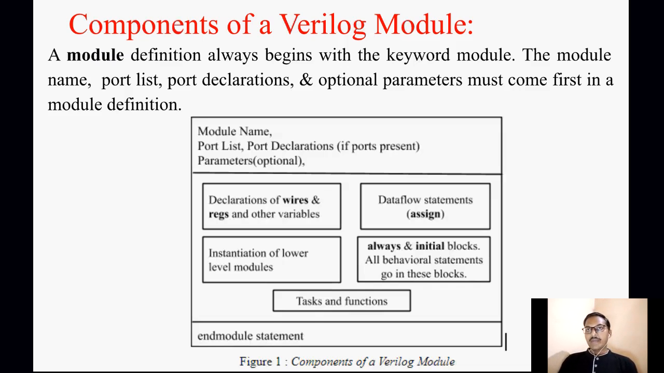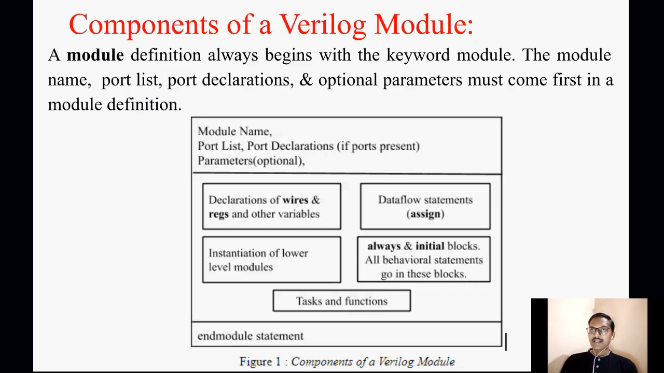A module always begins with the keyword module, then next is the module name. Suppose you are designing an adder circuit, then the module name is adder. Then next is the port list, meaning for this particular building block, the list of input terminals and output terminals. When specifying the port list, we first write the output terminals and then the input terminals, and that is called the port list.